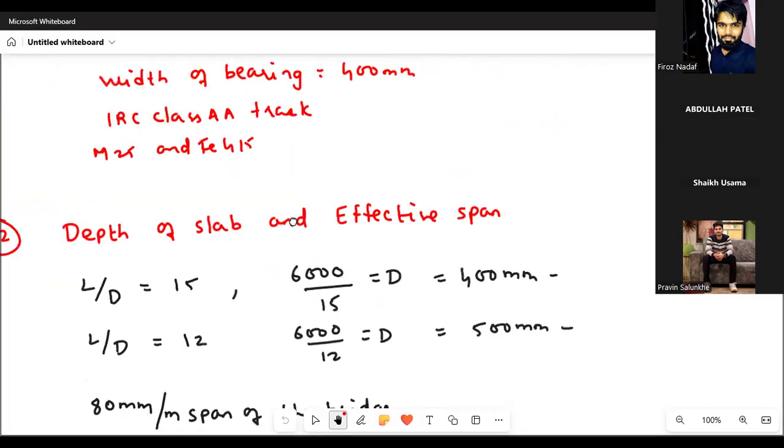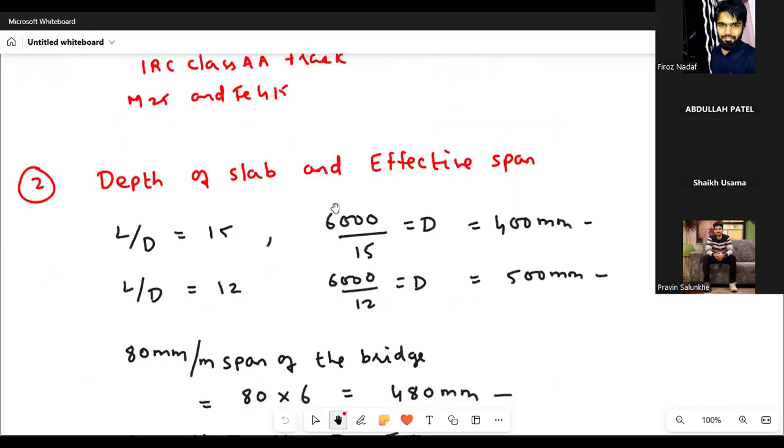So the very first step is to find the depth of the slab. This bridge is also known as a slab culvert because it is a small bridge. When you come from Khandeshwar station to the college, you will get a small bridge, and that bridge is known as a culvert. It is also known as a slab culvert.